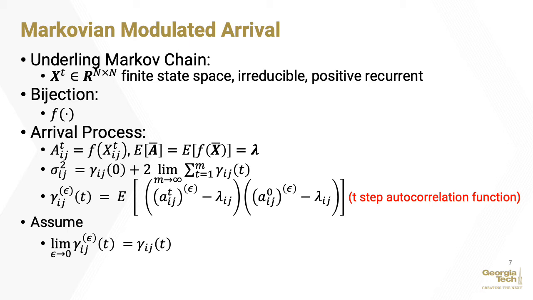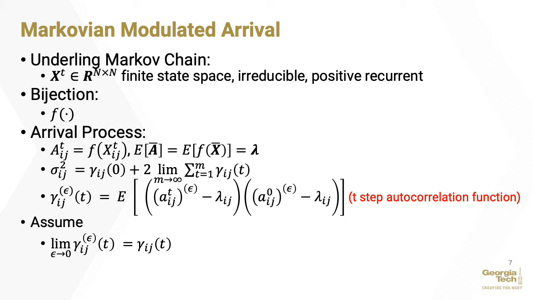So what is a Markov modulated arrival? We assume there is an underlying Markov chain. It is n by n dimension, and we assume that it has a finite state space, and is irreducible and positive recurrent. And we also assume that there is a bijection, a function that links the arrival process with the Markov chain. That means the arrival process is determined by this Markov chain, and we let the expectation of the steady-state arrival process be lambda.